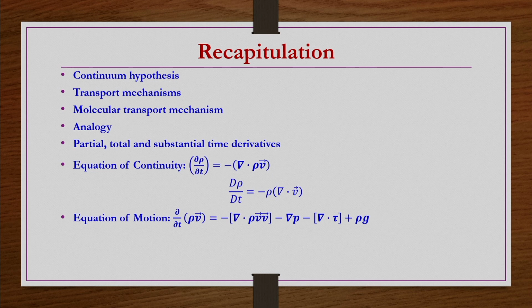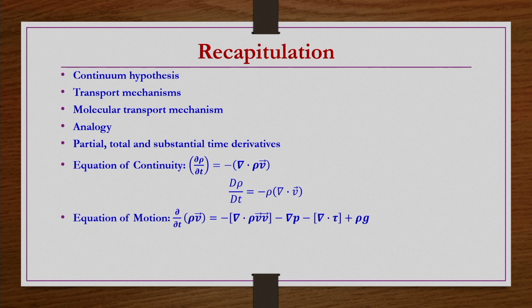Then we also derived the equation of motion, that is nothing but conservation of momentum, for a very generalized system irrespective of the nature of the fluid, irrespective of the nature of the flow regime. We have derived the equation of motion, that is ∂(ρv)/∂t equals minus ∇·ρvv minus ∇p minus ∇·τ plus ρg. This is what we have seen.